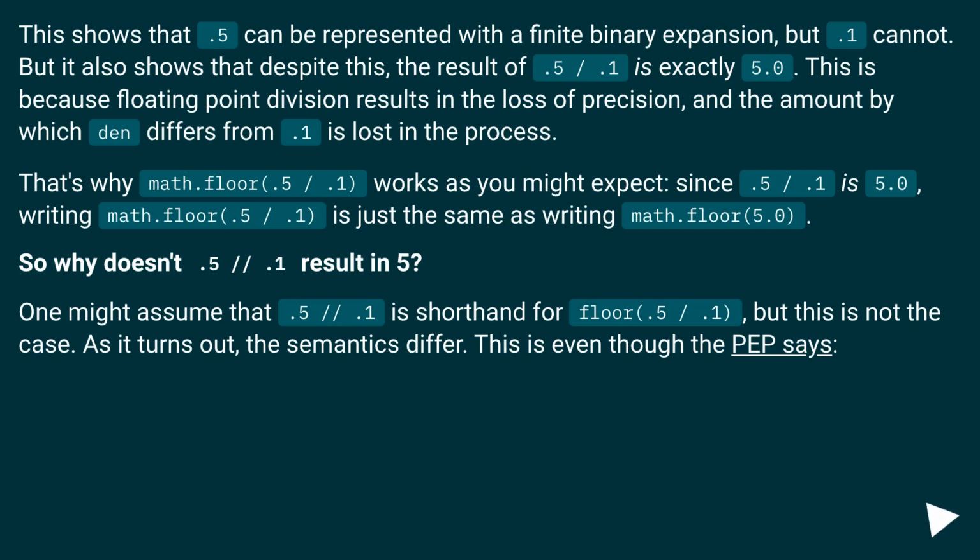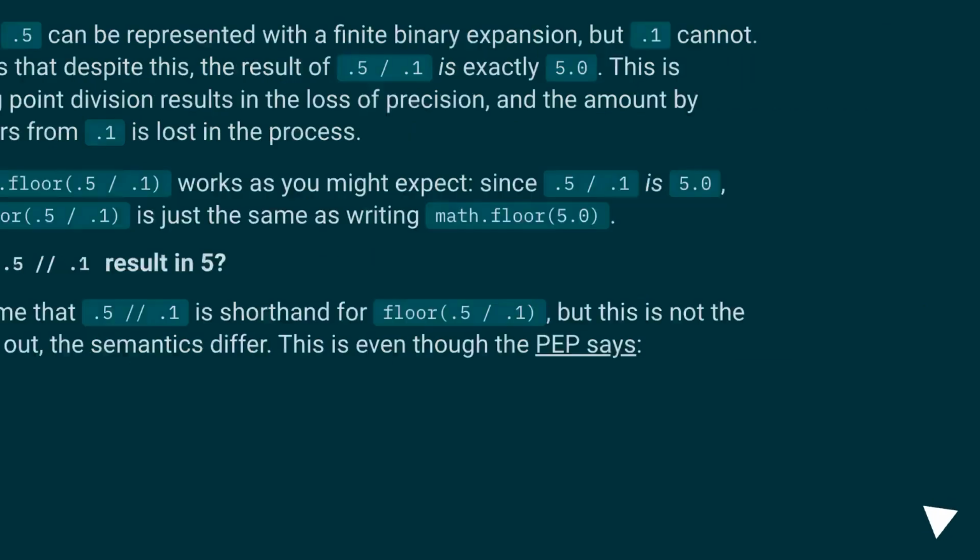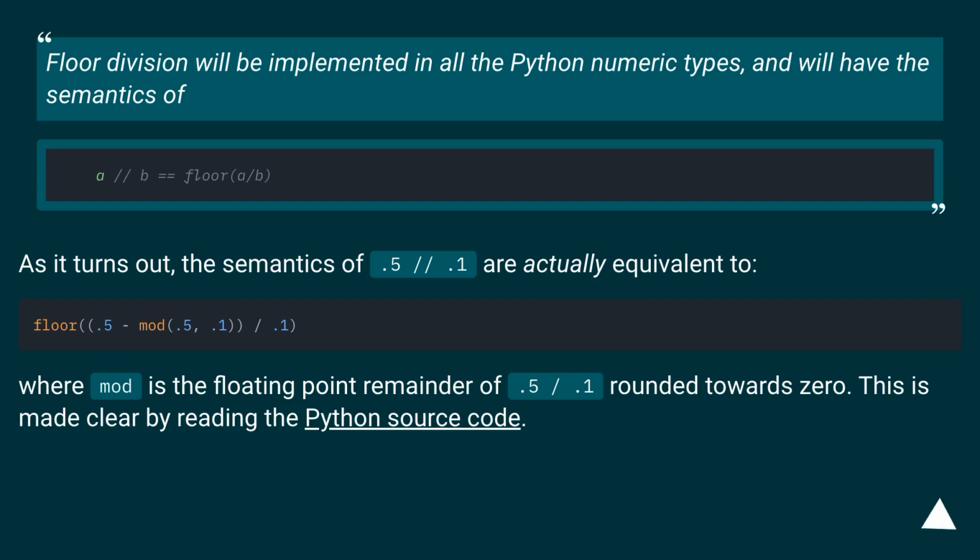This is even though the PEP says floor division will be implemented in all the Python numeric types and will have the semantics of floor(x/y). As it turns out, the semantics of .5//.1 are actually equivalent to floor((.5 - mod(.5, .1))/.1), where mod is the floating point remainder of .5/.1 rounded towards 0. This is made clear by reading the Python source code.